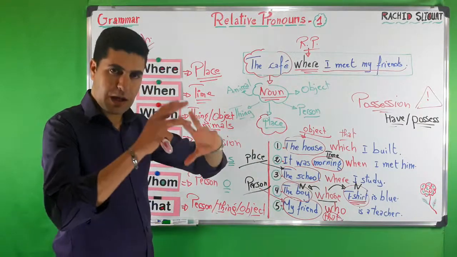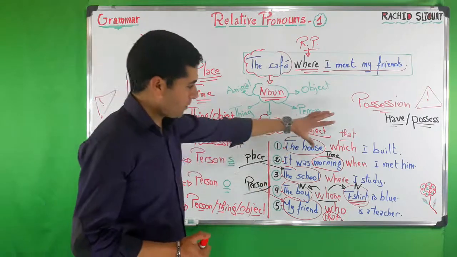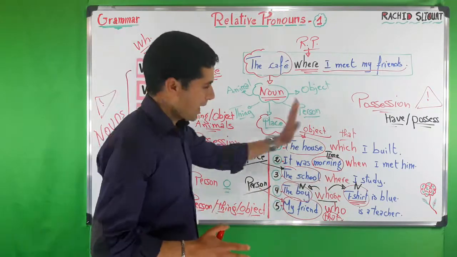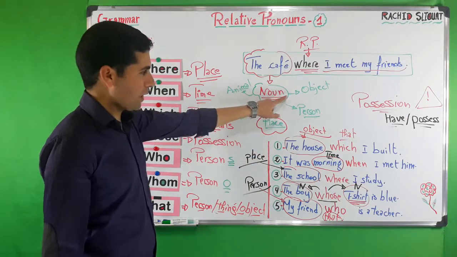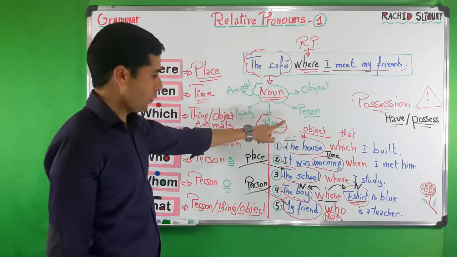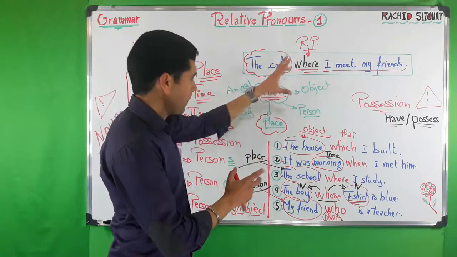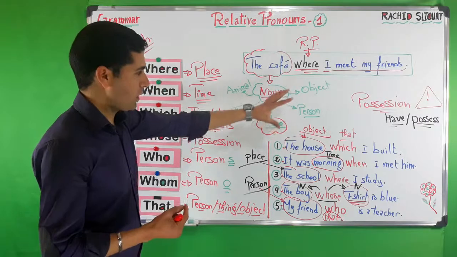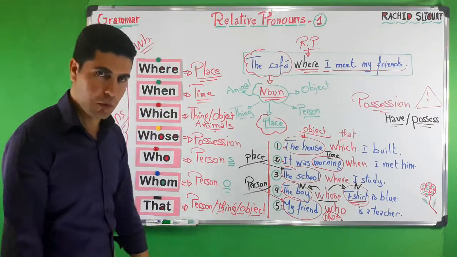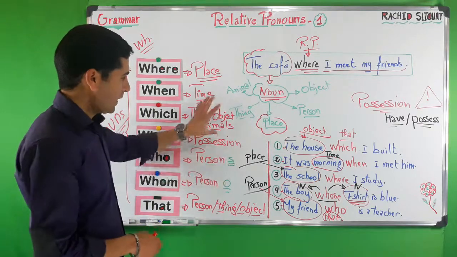So this is very easy to remember about relative pronouns. Relative pronouns, as you can see, are always after nouns. And as I said, nouns can be a person, place, thing or animal. Each of these relative pronouns is used for one of these nouns, or even two, like which or that.